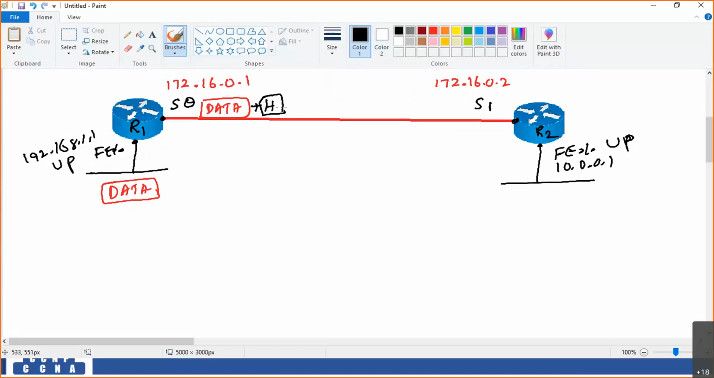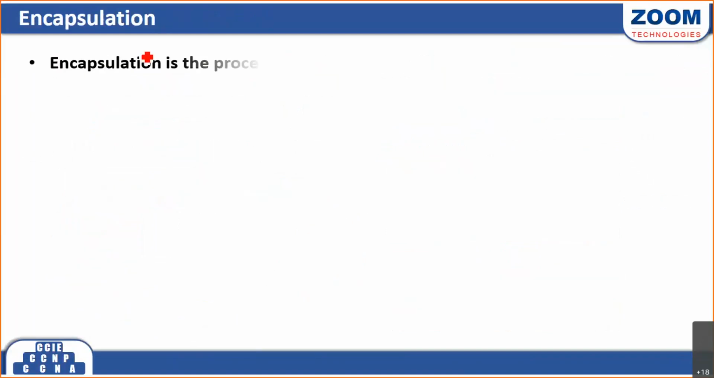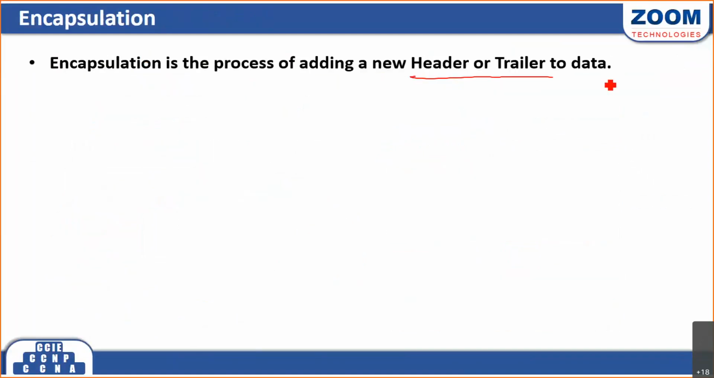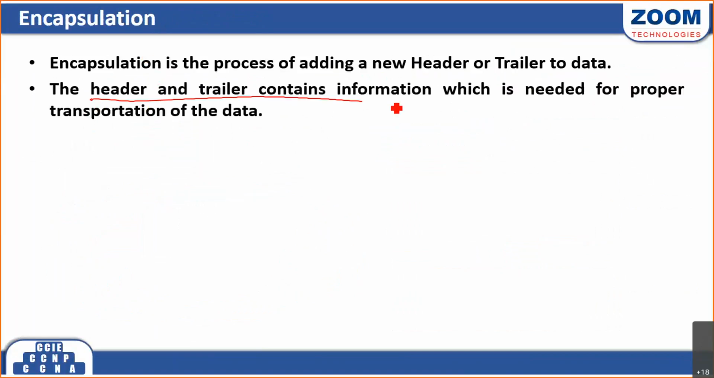Encapsulation. Exactly, encapsulation. Encapsulation is a process of adding a new header or trailer to the data. For what purpose? Headers and trailers contain information which is needed for proper transportation of data. Your data has to be in proper transportation. For that, headers and trailers will be useful.